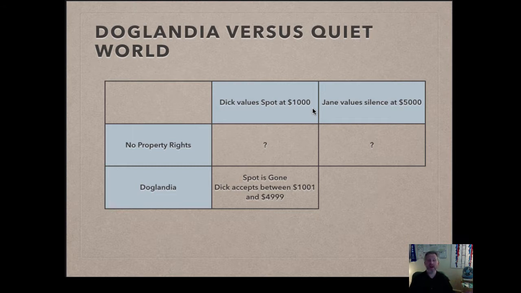He only values Spot at $1,000. Jane values her silence at $5,000. There's some number between 1,001 and 4,099 that Jane will give Dick, and he will get rid of Spot. All right, because she values her silence more than he values Spot. All right. What happens with Jane? Well, she gets her quiet. All right. Jane gets her quiet, and she pays Dick between 1,001 and 4,999.